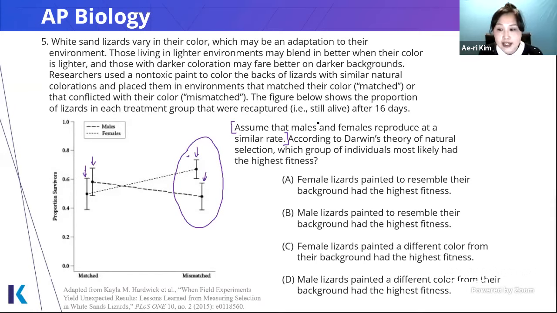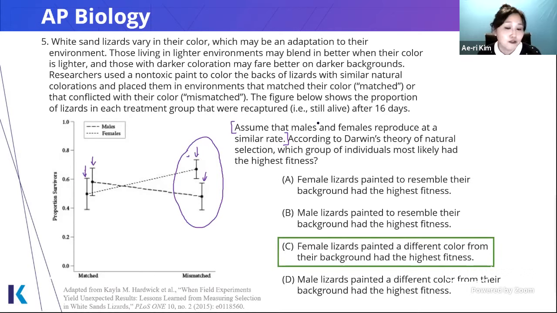So the correct answer here, so much fluff: female lizards painted a different color from the background had highest fitness. Duh, right? The graph kind of just gave that to us. You didn't really need the majority of this question stem. Save yourself that agony on test day, filter out the unimportant stuff, and really ask yourself, what is this data telling me? And then you move on. You pick it and you move on, okay?